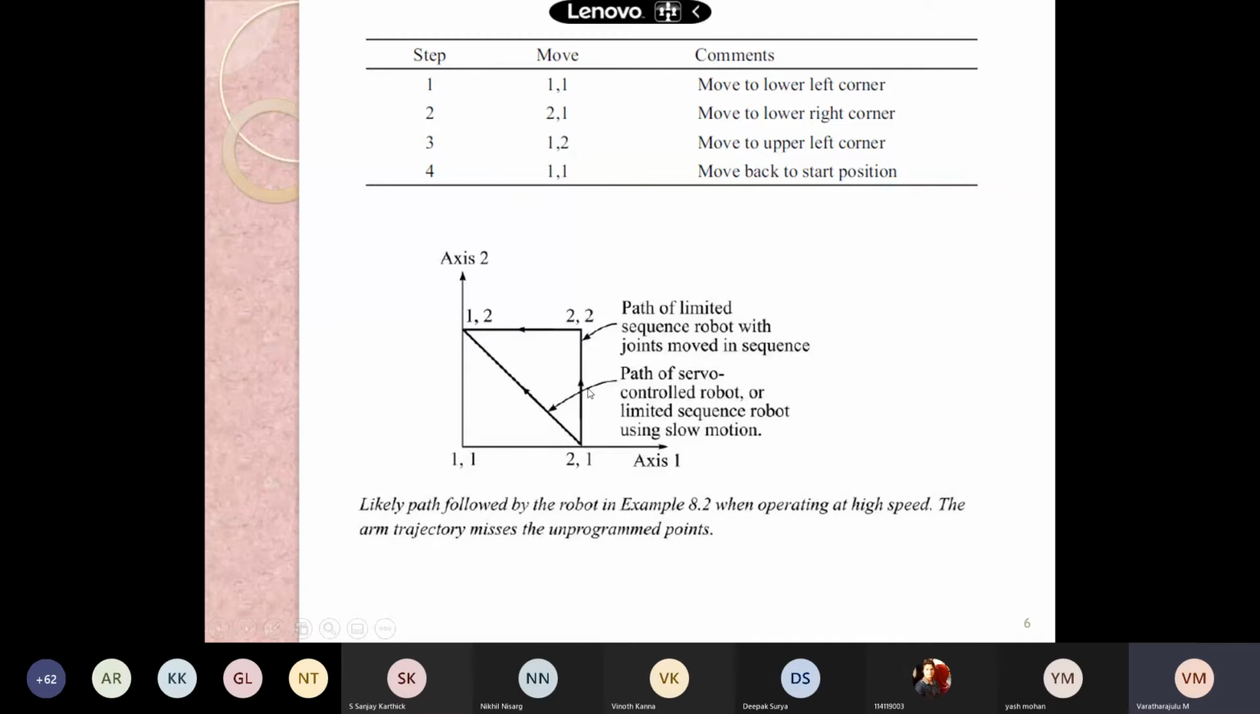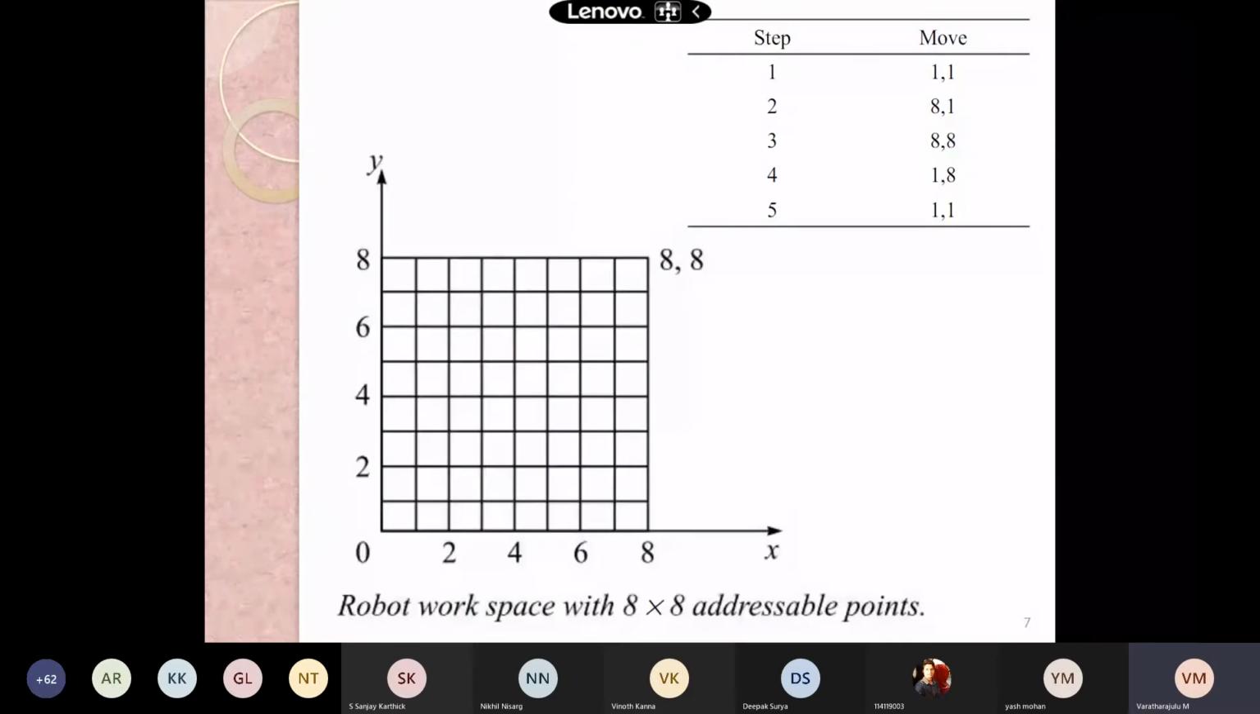What we have to be aware of is the path of a limited sequence robot with jointed move in sequence. This is the path which we were discussing when compared with the last one. And see, this is the example for an 8x8 grid, and when we are trying to have a movement from 1 1, see, this is the point 1 1.